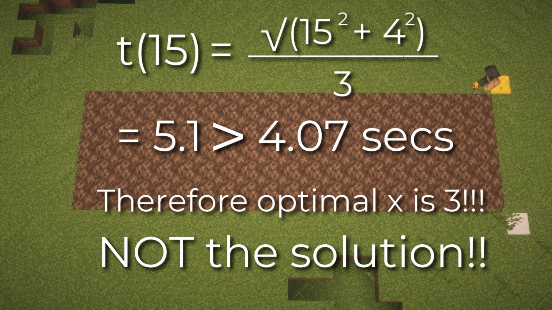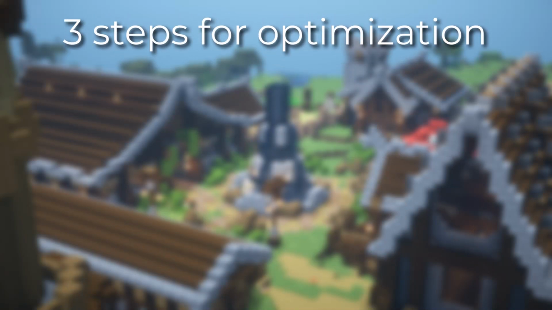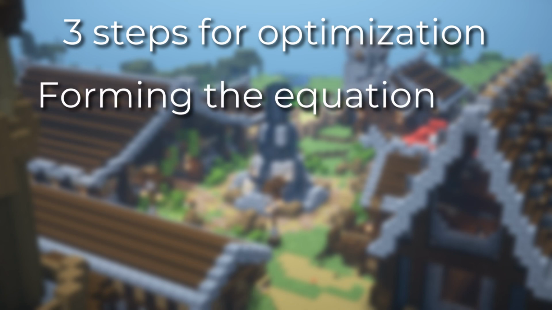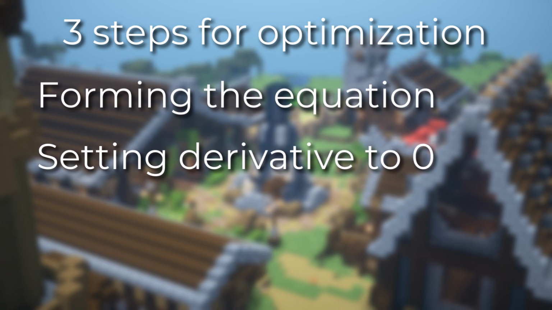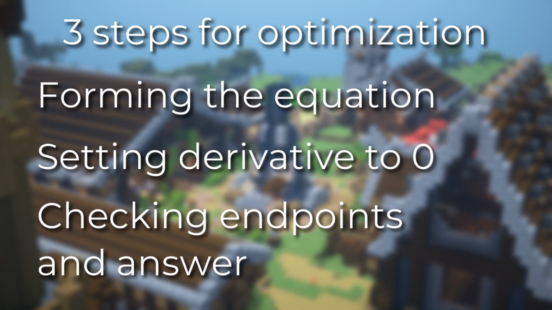So that's the whole process. It's a very long process, I know, and that's part of the reason why optimization is so difficult. But as long as you follow the 3 steps, forming the equation with the changing value, then setting the derivative of the optimizing value to 0, and then solving, and then checking the endpoints and verifying your own solution, you should be golden.